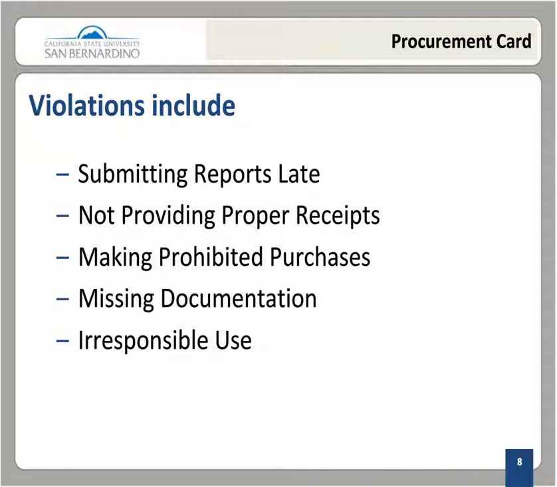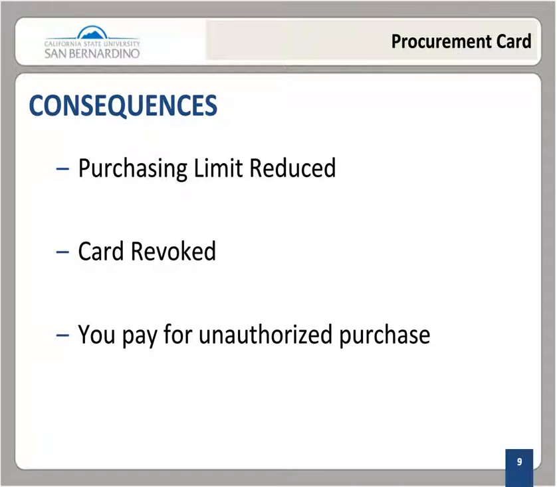If a cardholder fails to submit their monthly report by the due date, fails to provide proper receipts, makes continuous prohibited purchases, fails to obtain required approvals or documentation, or otherwise proves to be irresponsible, consequences will follow. The consequences may include a reduction of your purchasing limit, your card may be revoked, or you may be required to reimburse the university out of your own personal funds for any unauthorized or inappropriate purchases.